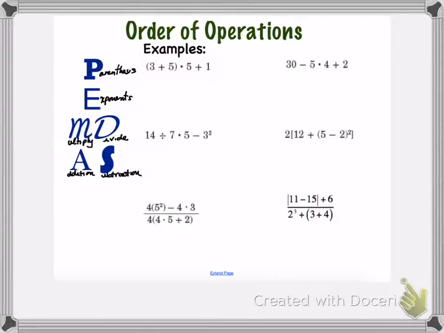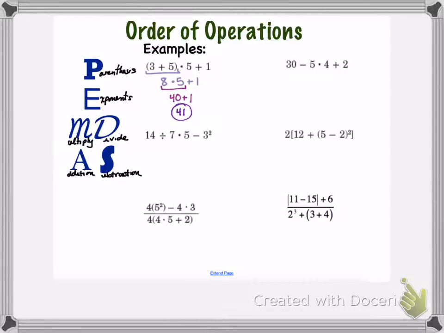Let's look at that first example. So we have parentheses, we've got multiplication, we've got addition. So the first thing on the top of the list is parentheses. We got to do that first. 3 plus 5 gives us 8. Fill in everything else. Moving down, there's no exponents, however, there's multiplication, so we're going to do that next. So we end up with 8 times 5 gives us 40, and last but not least, addition. 40 plus 1 gives us 41. Not so bad.